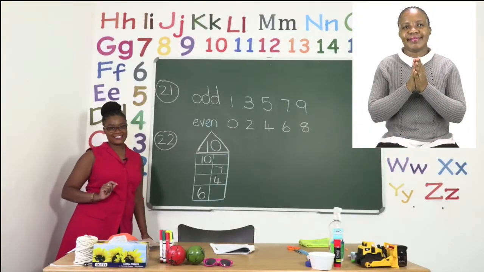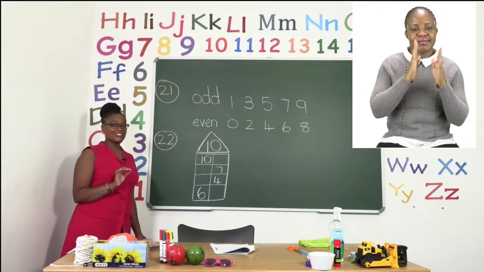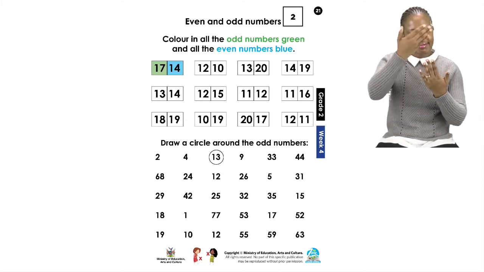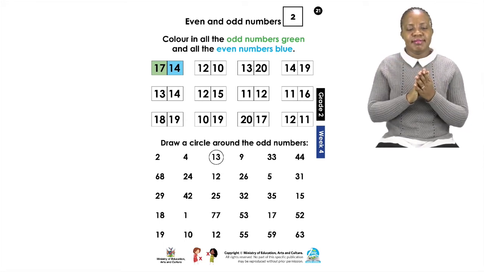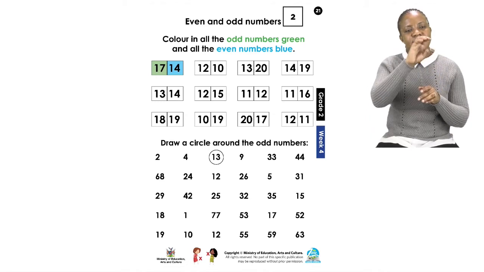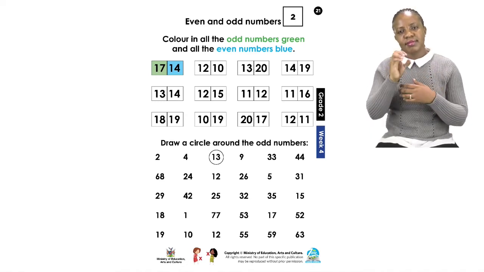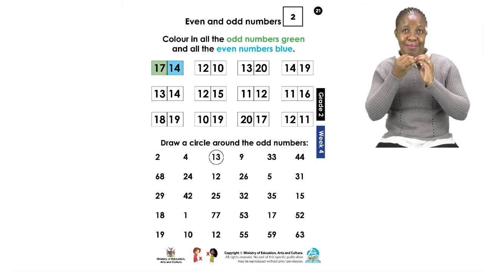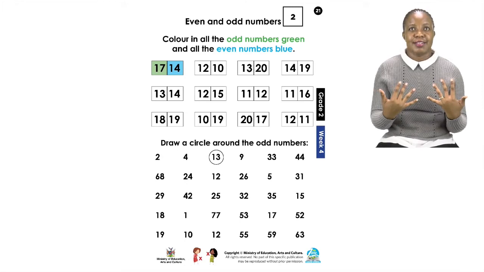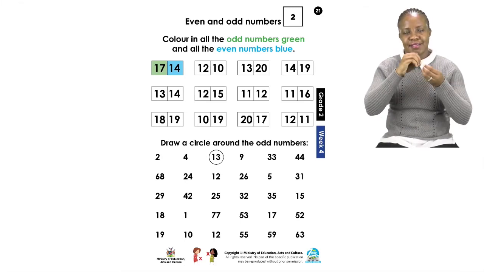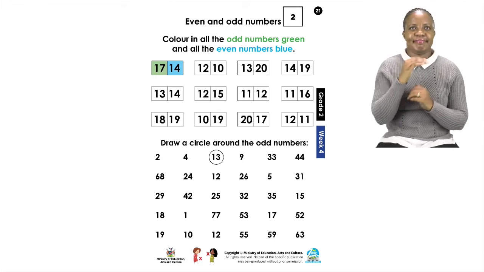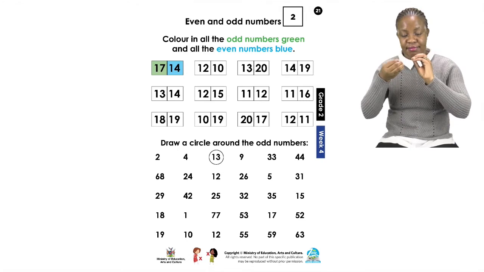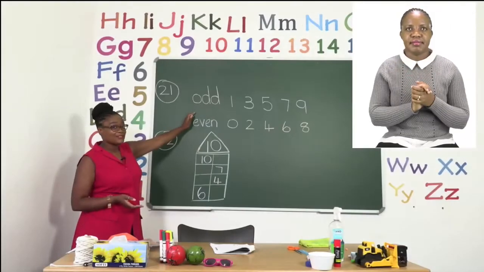For our first exercise today, boys and girls, let us turn to page 21. On page 21, we are going to be doing even and odd numbers. Now we are going to be coloring our odd numbers in green and our even numbers in blue. Then after that, you are going to draw a circle around the odd numbers. Now, I would like to remind you what odd numbers and even numbers look like. Let's take a look at the board.